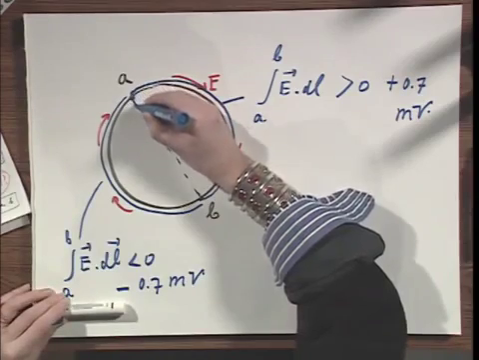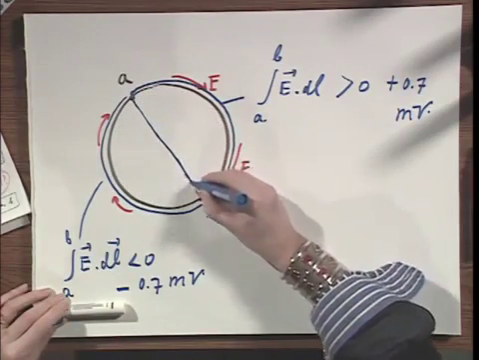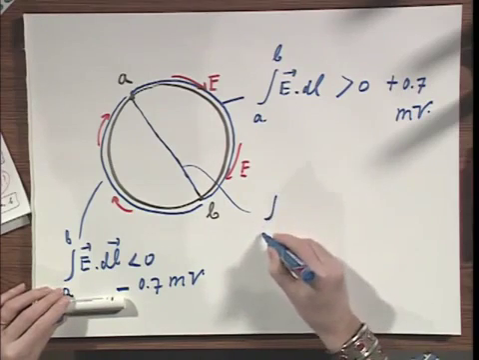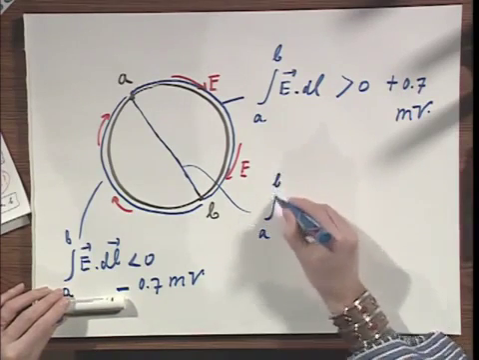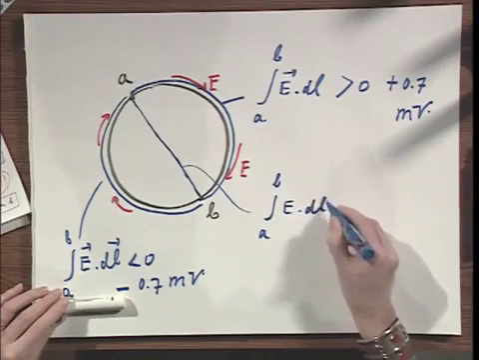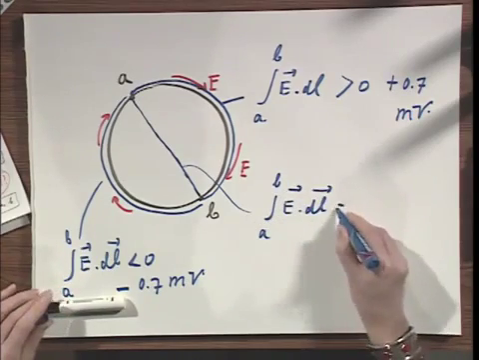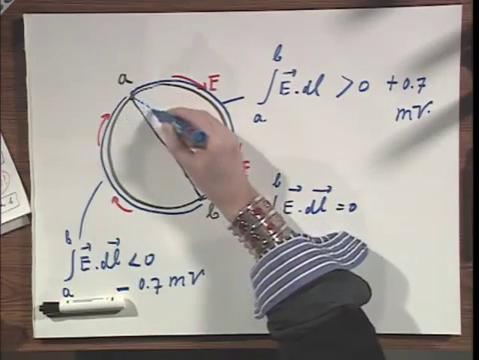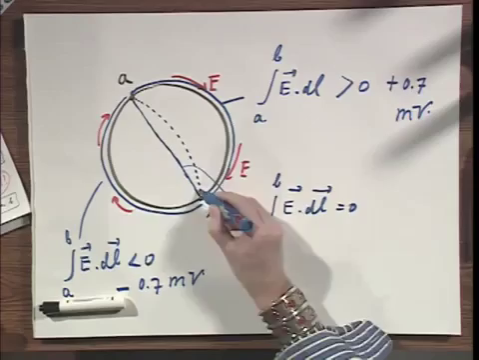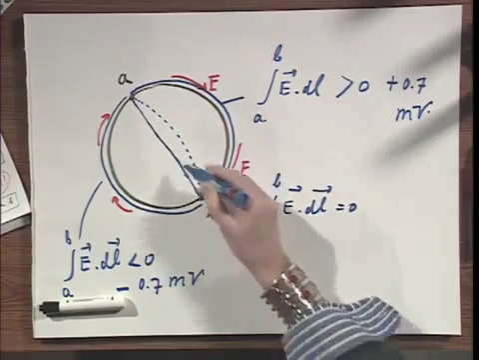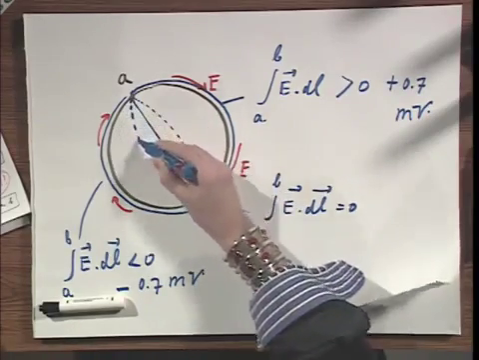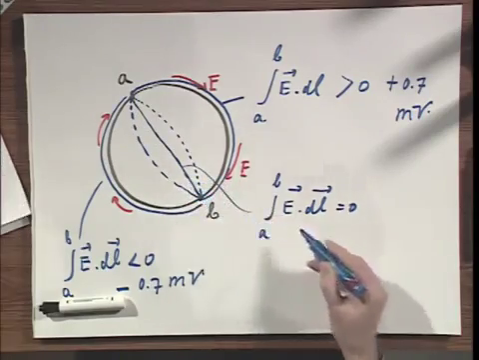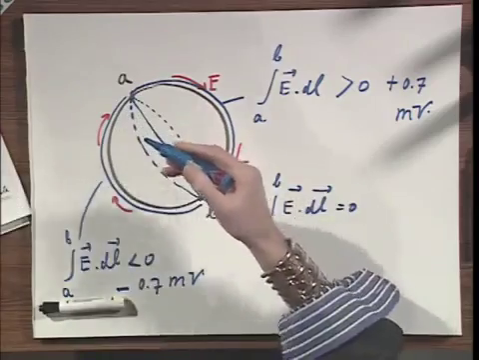Suppose I walk this way, exactly through the middle, then the integral of E dot dl from A to B equals 0. If I put the path slightly here, the integral will be larger than 0. If I put it on this side, it will be smaller than 0. So you see, it is completely ill-defined.